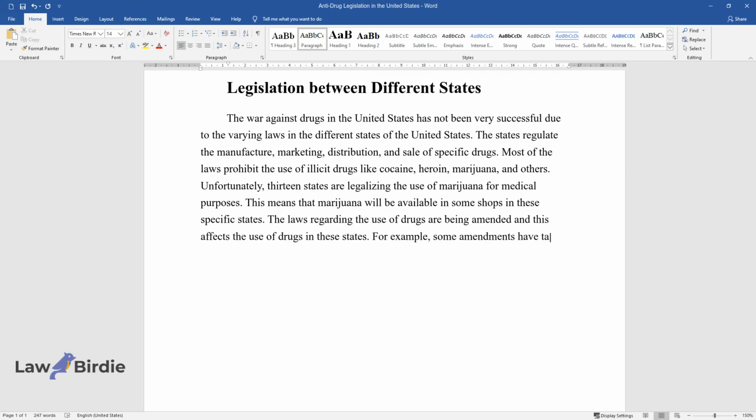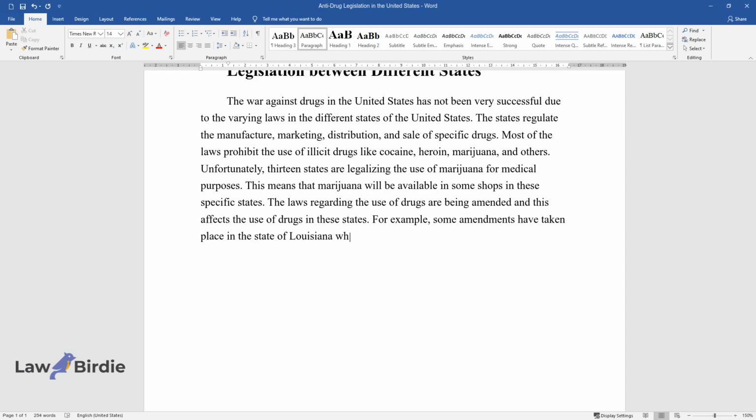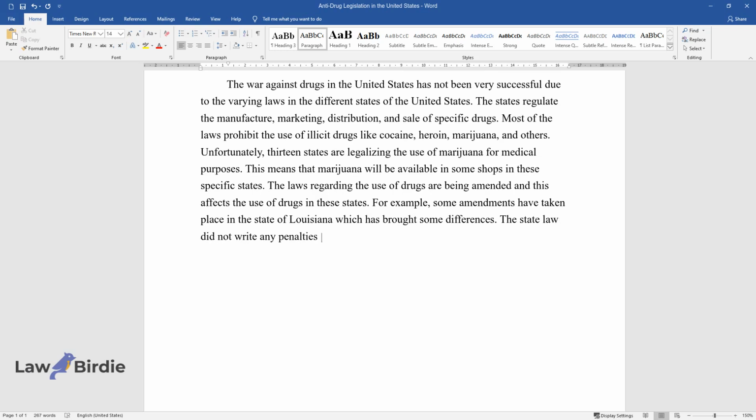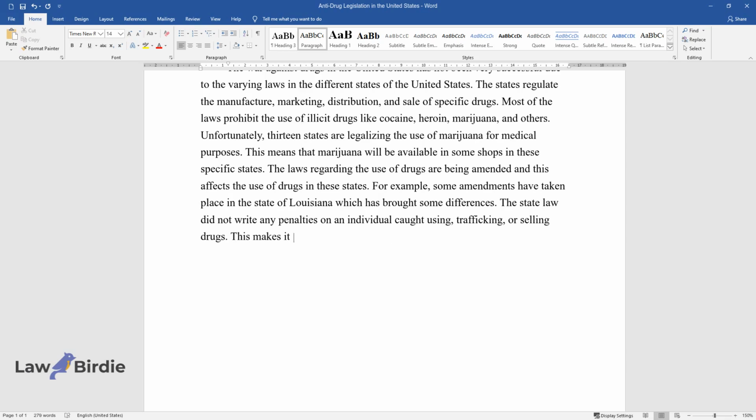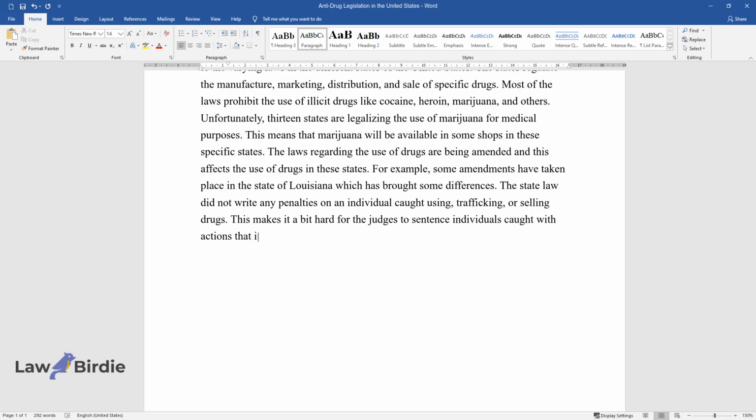For example, some amendments have taken place in the state of Louisiana, which has brought some differences. The state law did not write any penalties on an individual caught using, trafficking, or selling drugs. This makes it a bit hard for the judges to sentence individuals caught with actions that it terms illegal.